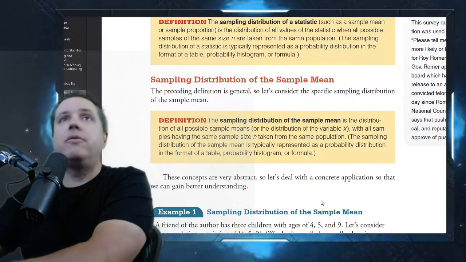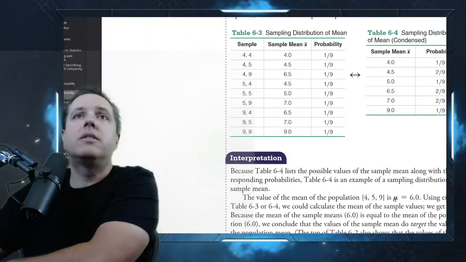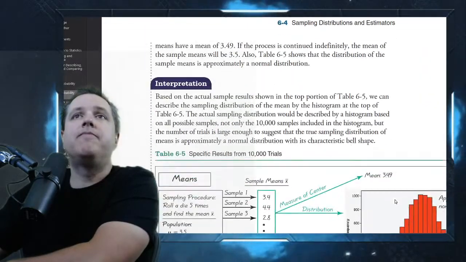What do we got? About a few minutes left. Right. I think that makes sense.